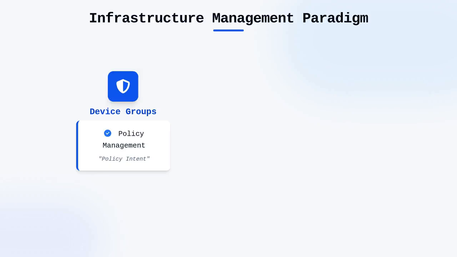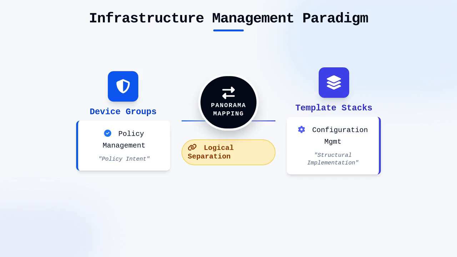The interaction between device groups and template stacks defines the modern paradigm for Palo Alto Networks infrastructure management. It is important to note that these two entities operate on different logical layers and are mapped together within the Panorama device deployment section. A firewall can be assigned to a specific device group for policy management and, independently, to a template stack for configuration management.